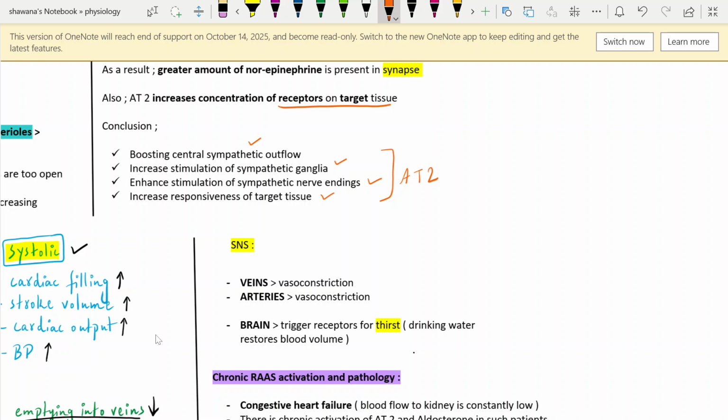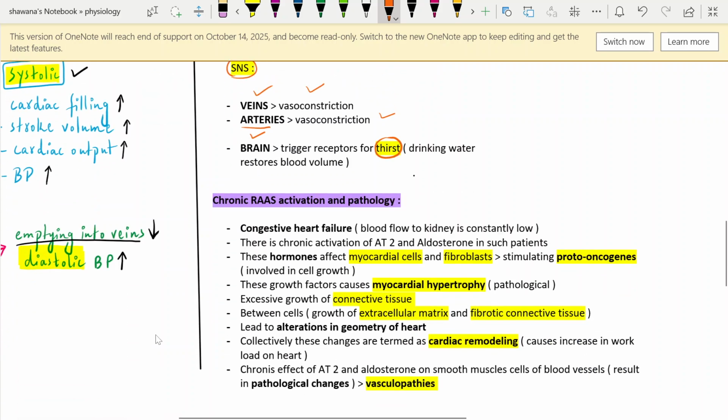Again, the same thing is written that sympathetic nervous system will cause the veins to constrict, arteries to constrict, the brain to trigger the receptors for thirst. It means that when the blood pressure is low or the patient is suffering from hypovolemia, in case of diarrhea, vomiting, burns, right? The patient will demand water. He or she will tell that I am thirsty because under the influence of sympathetic nervous system, the brain is triggered for the thirst receptors. He or she will demand water, right?